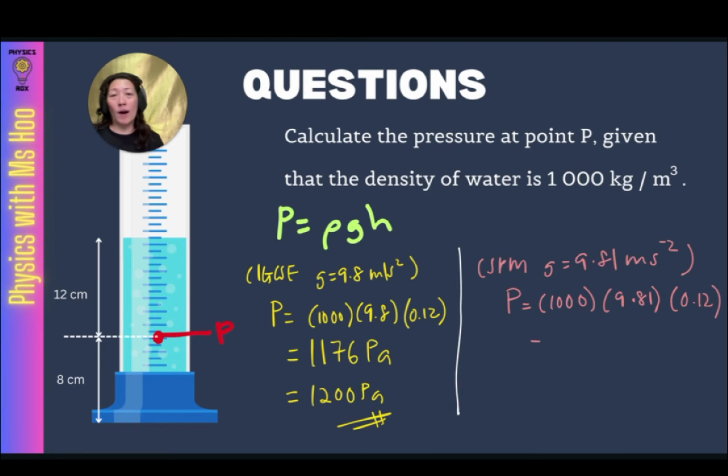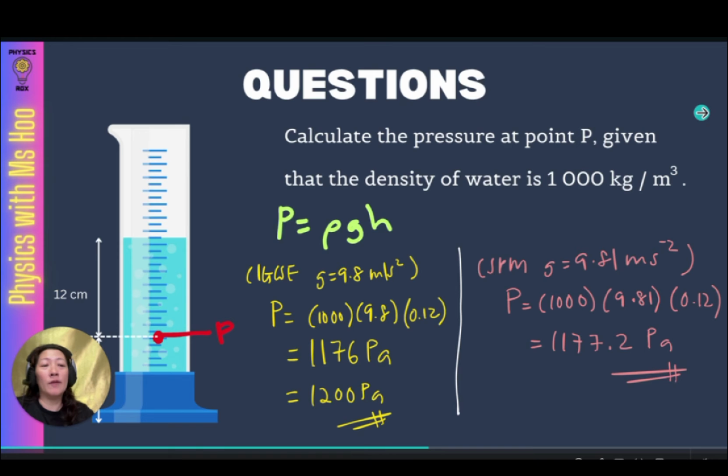You will get 1177.2 pascals. In SPM, it's okay to write this value. You don't have to write it to a specific number of significant figures. So this is a very simple example of how to use the liquid pressure formula. This question is really simple though. You only need to calculate the liquid pressure.